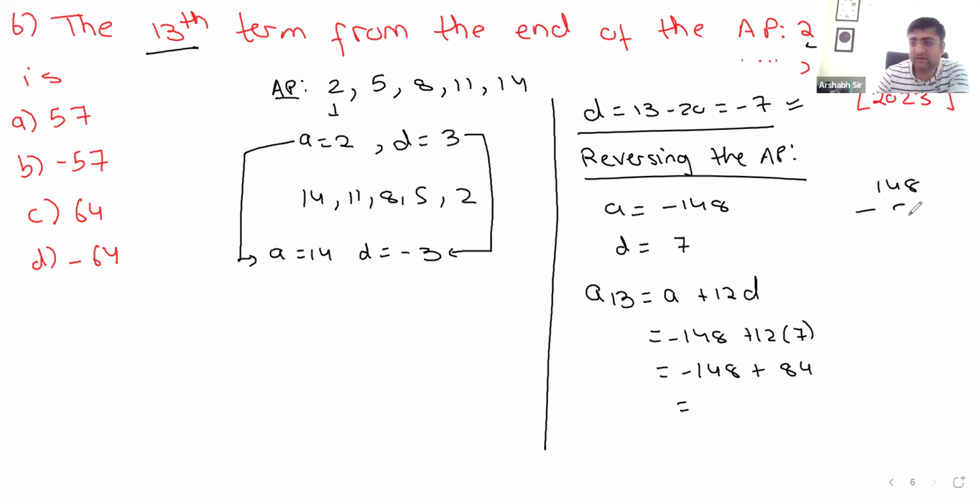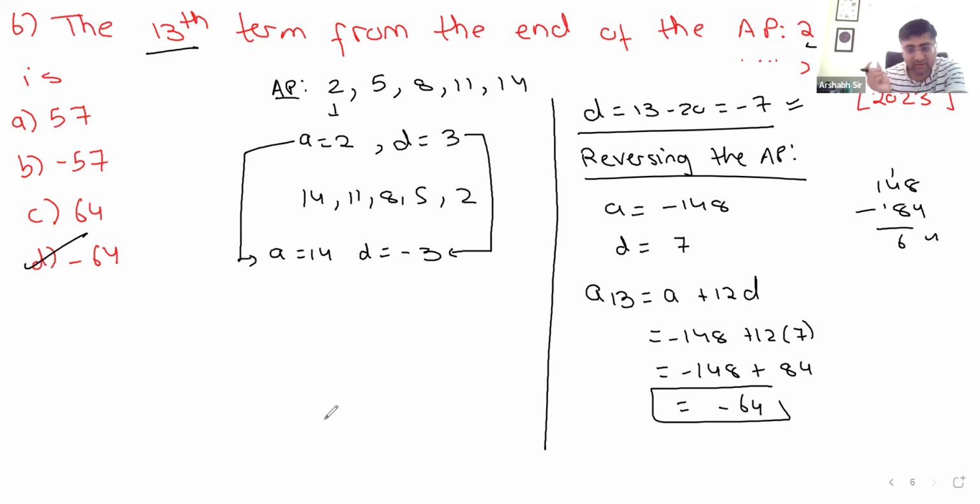So 148 minus 84, that is -64. This is how you do it. तो इसमें आपको कोई फॉर्मूला याद करने की जरूरत नहीं. All you have to remember is whenever you're reversing an AP, the last term becomes the first term और जो normal AP का common difference है उसको आप -1 से multiply करो.